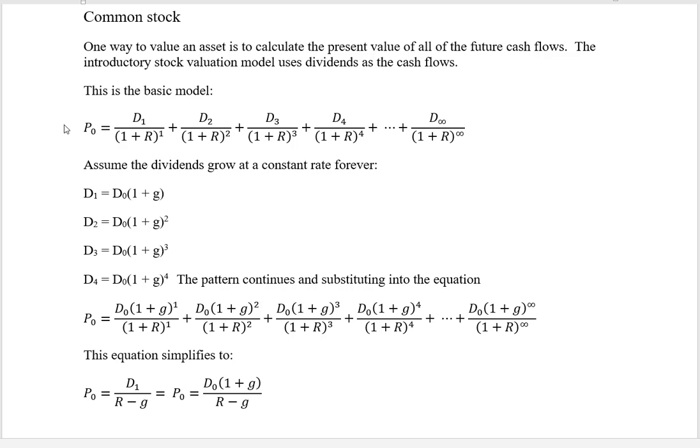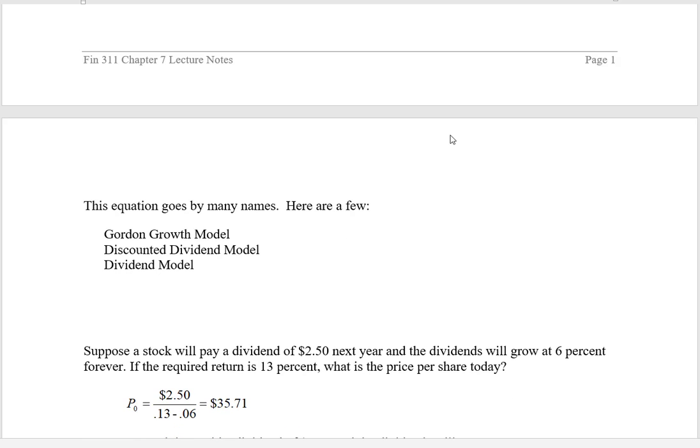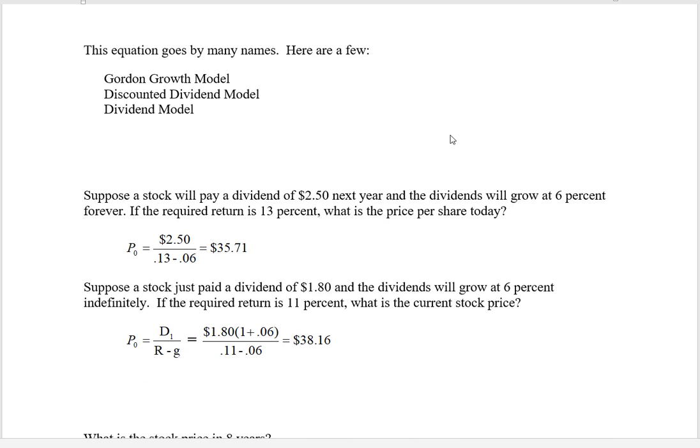It can be shown that this equation will simplify down to P0 is equal to D1 divided by R minus G. And P0 is also equal to D0 times 1 plus G divided by R minus G. D0 times 1 plus G is equal to D1. As I said, this model goes by many names. I call it the dividend growth model. You will hear people talk about the discounted dividend model or just the dividend model. These are the most commonly used names.